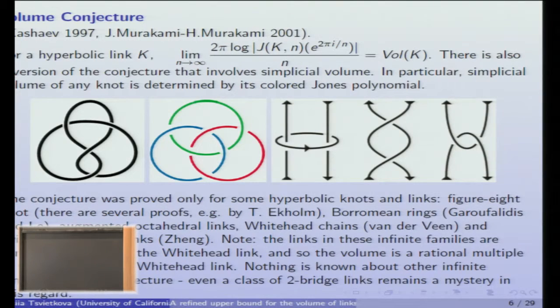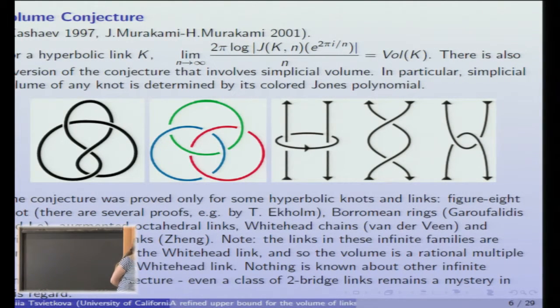So first of all, there is a proof for the figure eight knot. There are actually several proofs. There is one by Ekholm, which you can find in papers of Hitoshi and Jun Murakami, which is perhaps the easiest. Then there is a proof for Borromean rings, that's an application of results of Garoufalidis and Thurston, and augmented octahedral links, Whitehead chains by van der Veen, and twisted Whitehead links. So Whitehead chains are chains made up of those pieces. And this is respectively figure eight and Borromean rings.